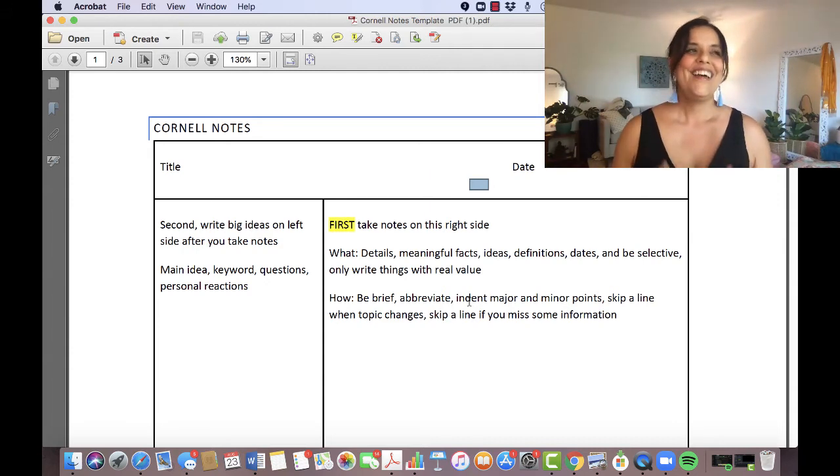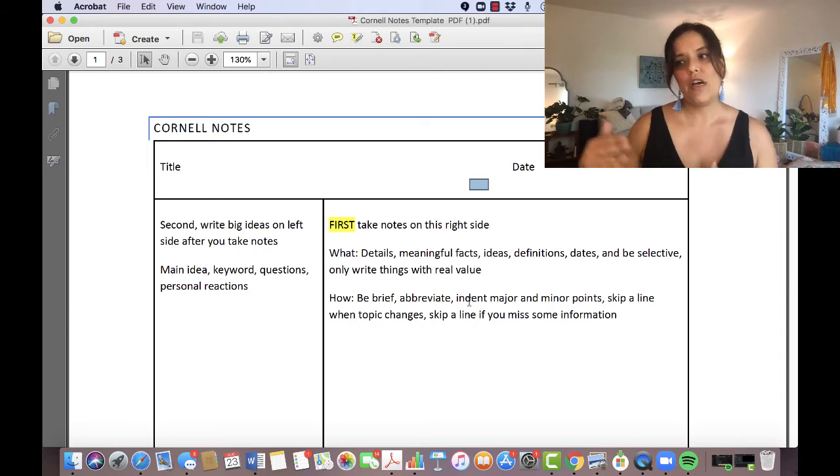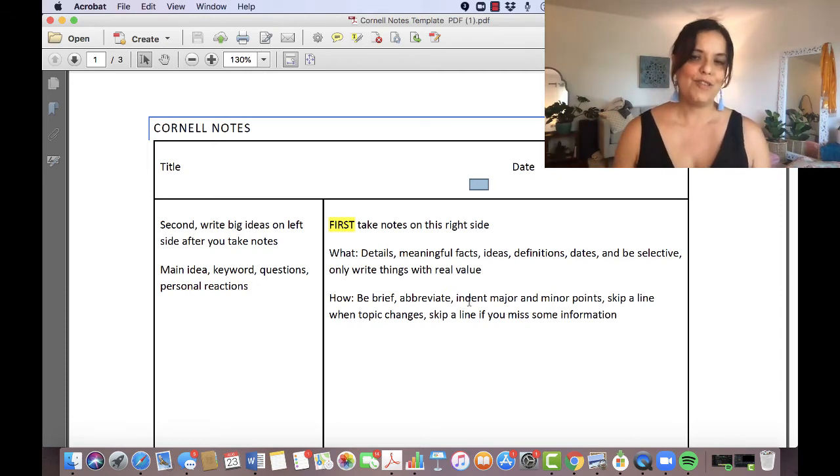Another thing that you could do when you're taking Cornell notes while listening to a lecture is, if there is a section that you don't understand, a section that you feel a little bit confused by, you can leave a space there as well. That way it gives you some room for you to write notes in later after you talk to a classmate or after you talk to your professor.